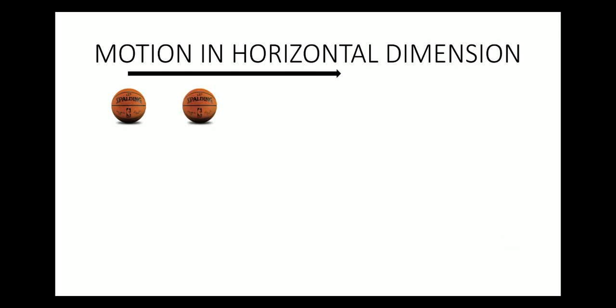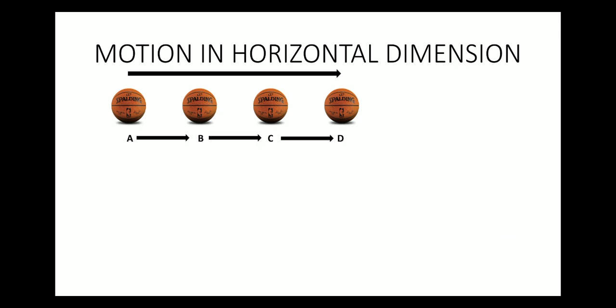Motion in the horizontal dimension. Suppose we have a ball, and this ball moves to the right through several points: A, B, C, and D. From point A to B, the velocity is 2 meters per second and the time it takes is 5 seconds. It is the same from point B to C and from point C to D.